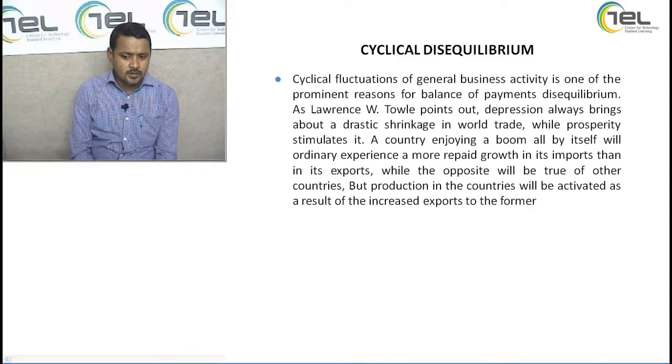The next is cyclical disequilibrium. As Lawrence Toll puts it, depression always brings about a drastic shrinkage in world trade, while prosperity stimulates it. A country enjoys a boom and grows at a large speed, then there is suddenly depression and recession. Imports are becoming more than exports. We are not creating enough surpluses. Our consumption is very high. Because of higher population, the demand for goods and services is quite high.